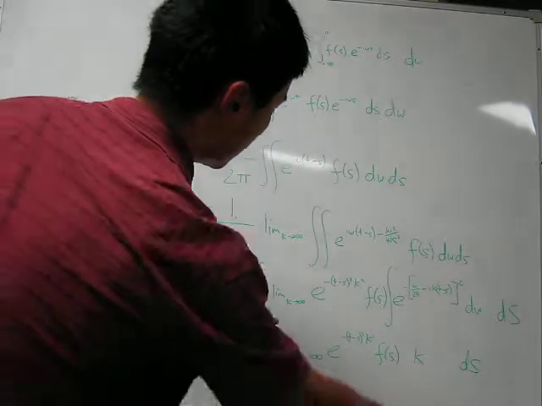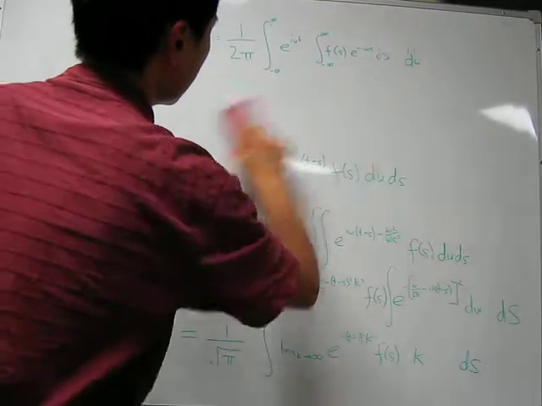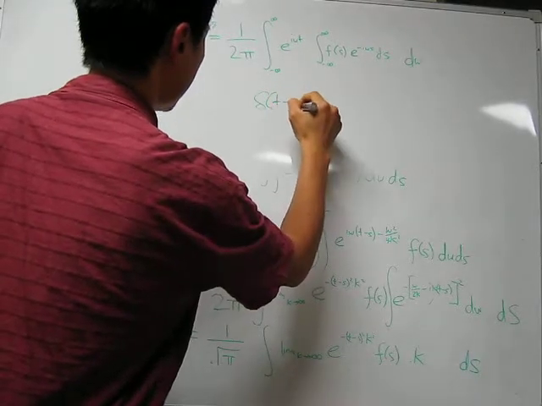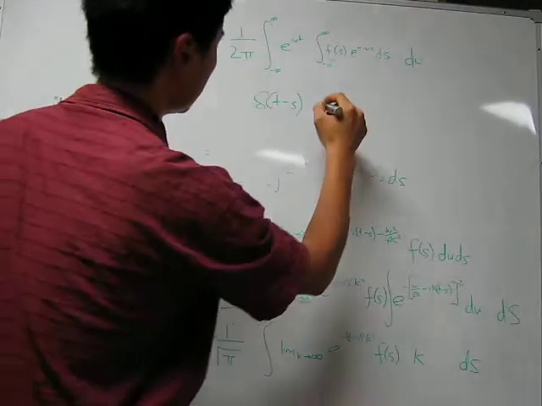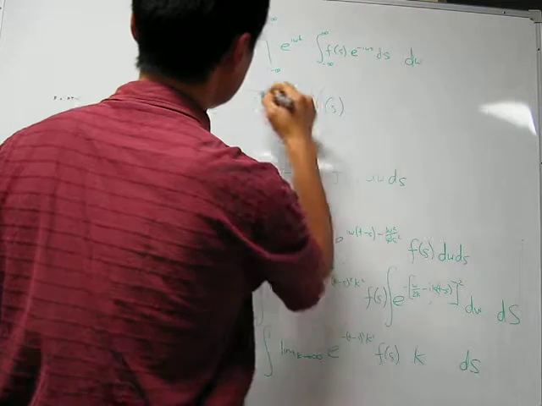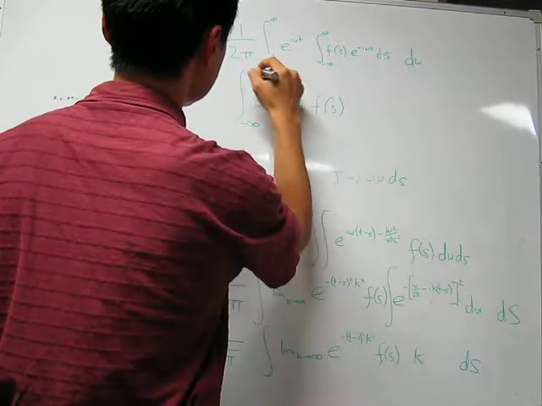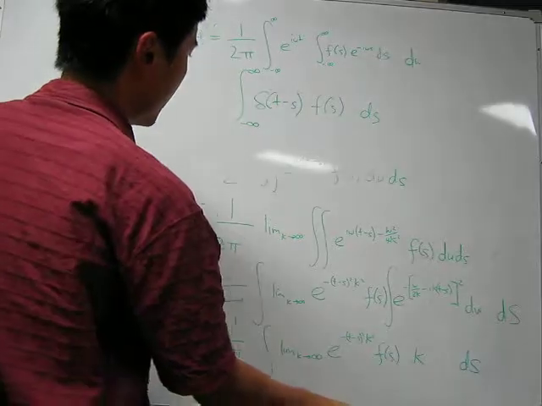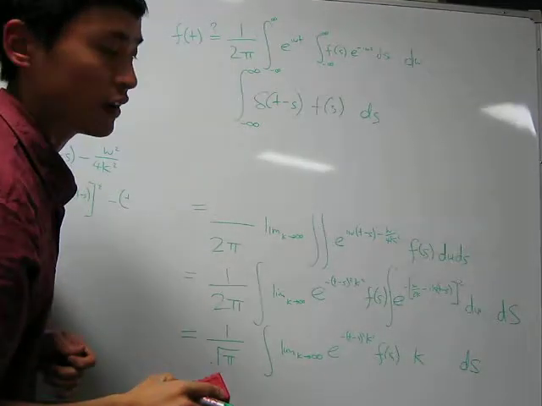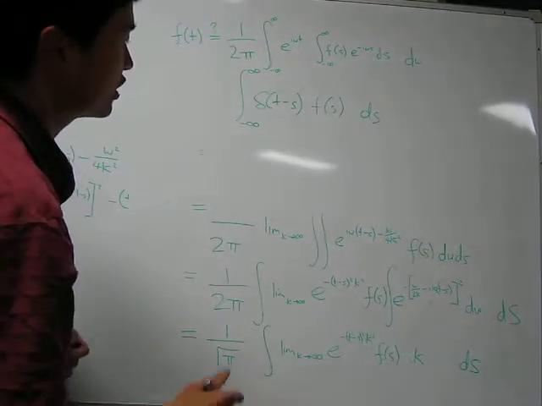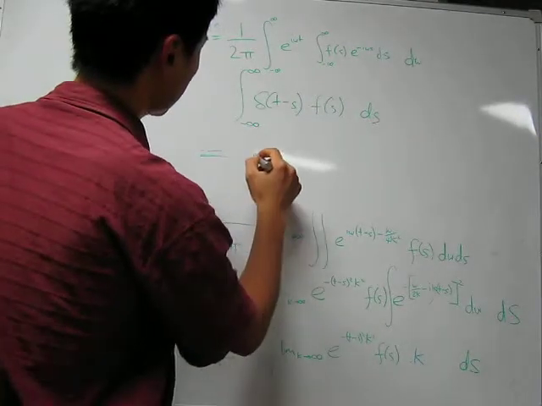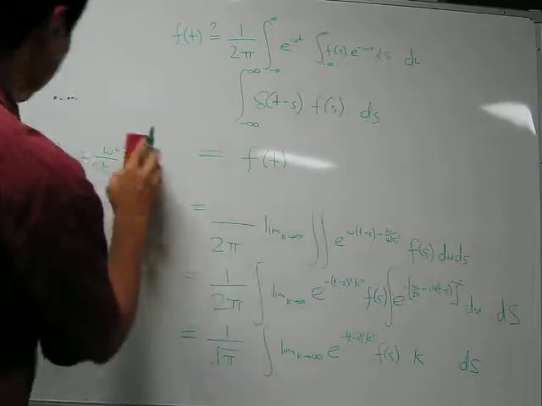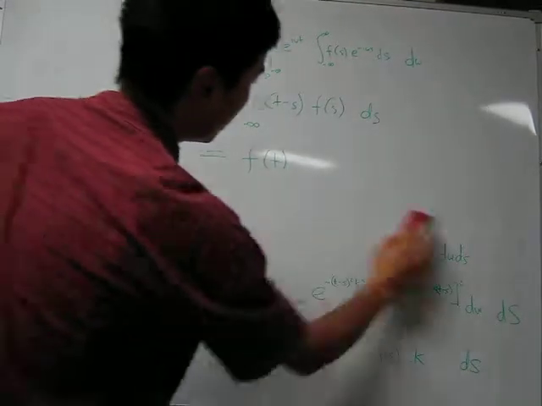So this here is nothing more than the delta function of t minus s multiplied to this function f of s, integrated from negative infinity to positive infinity over s. And according to the property of the delta function, which I proved just a moment ago, this integral is equal to f of t. So there you have it, the Fourier theorem.